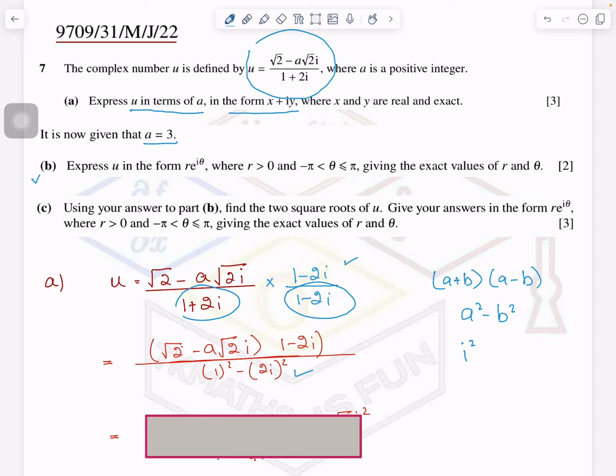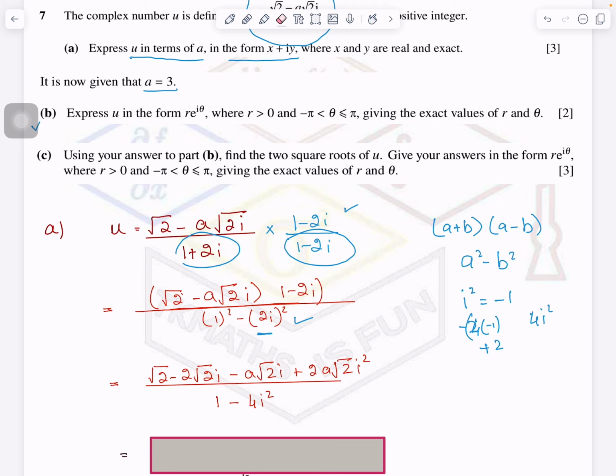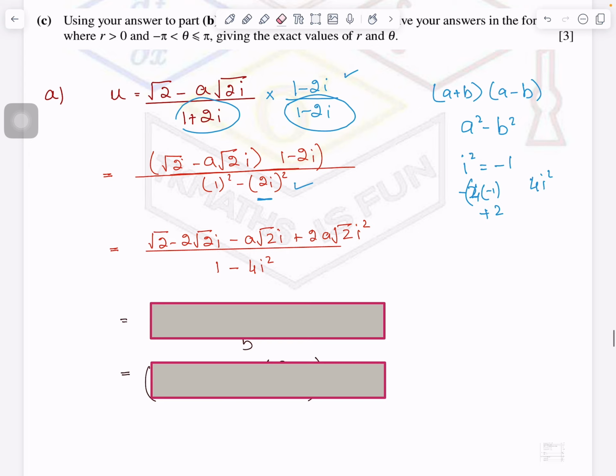And I know iota square equals minus 1. So this term will become minus 2 minus 1, which will be equal to 2, right? Because it will be 4 iota square. Agreed? Okay, so now in the numerator I will multiply it and I will get this. Simple multiplication, simple expansion of brackets like you do in basic algebra. Nothing else. After that, I know this term will be without iota because iota square is minus 1.